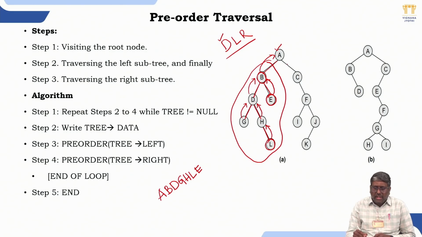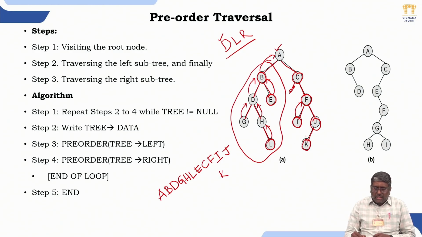Then we move to the right subtree of A. The immediate right child of A is C, so visit node C. C doesn't have a left child, so we visit its right child, which is F. Visit node F. Now F has a left child, so visit that left child I, and I is a leaf node, so go back to the parent of I, which is F. Again visit F's right child, which is J. So J, and then J's left child K is there, so go and visit that left child K.